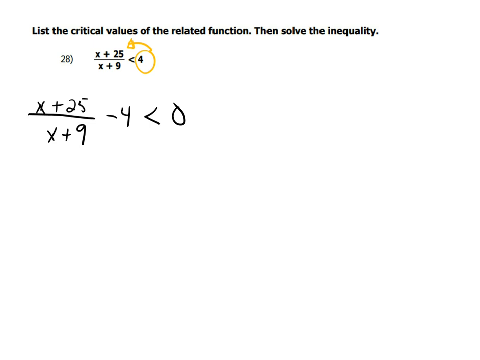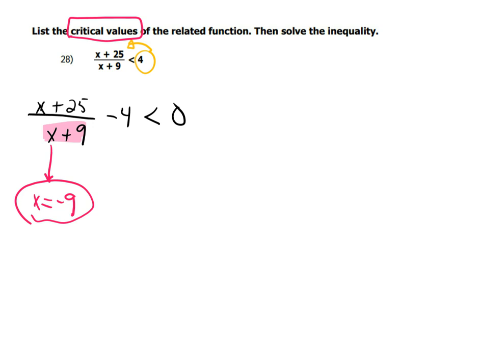So to find the critical values, I automatically see one of them. The denominator has an x in it, and that's where I'm going to have an asymptote. So x is equal to -9 is one of my critical values. The other one is where this thing actually equals 0. I know it says less than 0, I'm just going to leave it there, but solving this for x, when you set it equal to 0, you're looking for another critical value.